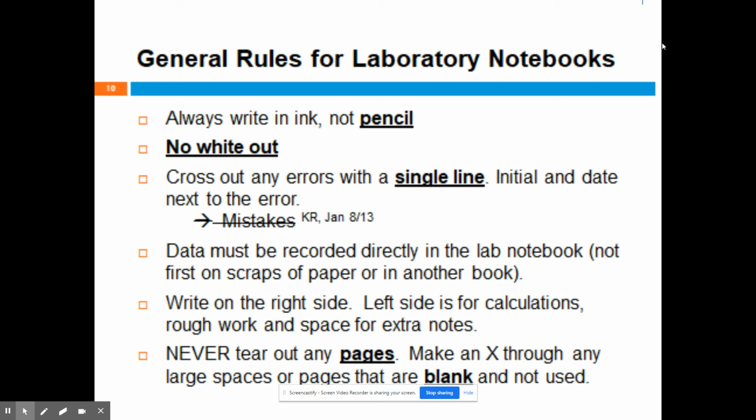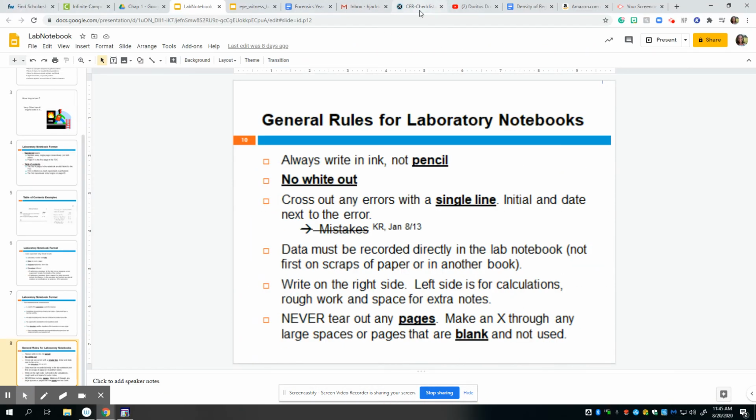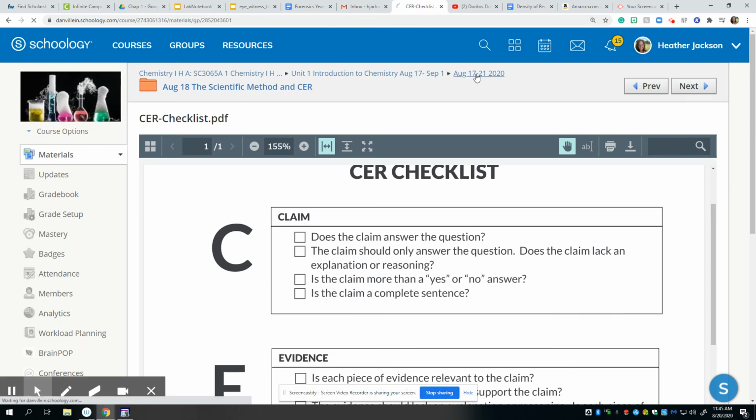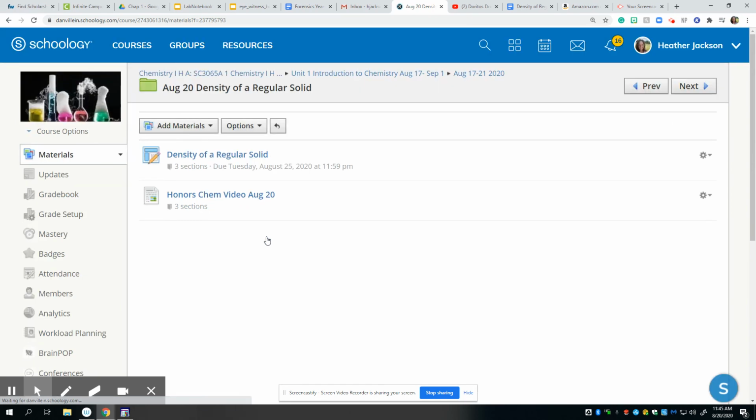Okay, so that being said, we've got about 15 minutes, so I want you guys to go ahead and get ready for the first lab. If you go to Schoology, I'm pretty sure I posted it in there for you. Yeah, density of a regular solid.